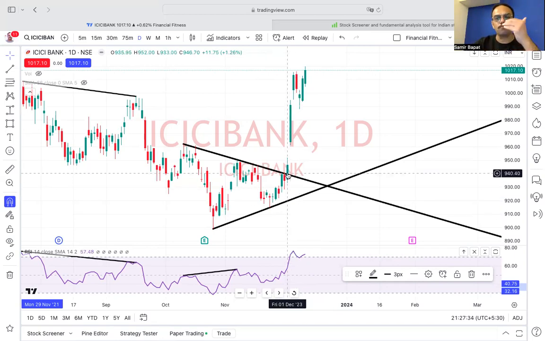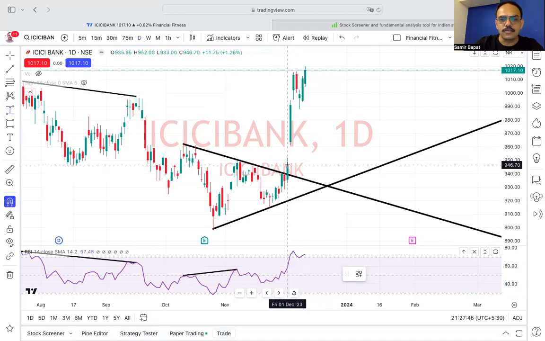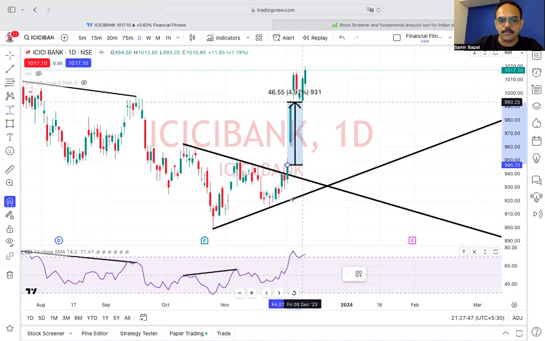If we have to measure the stop loss, we can take it from here, wherever it is breaking out, till this line, and measure the distance. So let's measure the distance. This is our stop loss, from here to here.